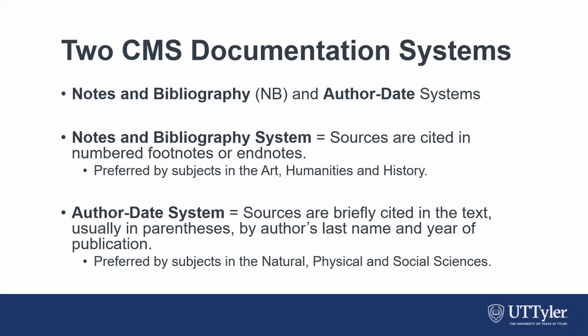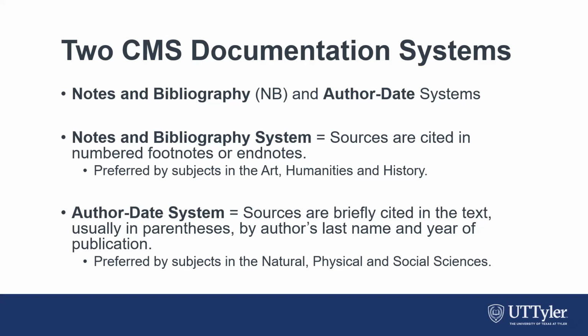There's also another system called author-date. And that system is where the sources are briefly cited in the text, usually in parentheses, followed by the author's last name and the year of publication. Now, this author-date system is usually preferred by subjects in the natural, physical, and social sciences.